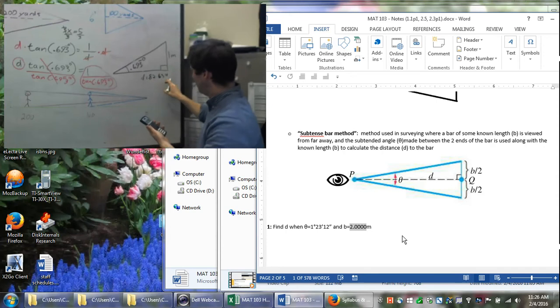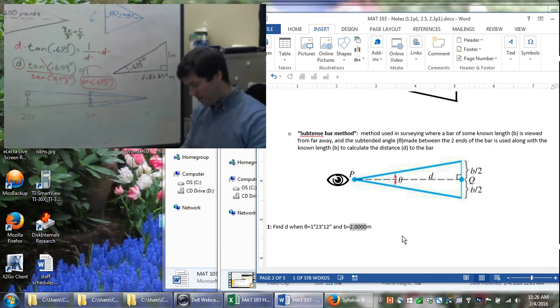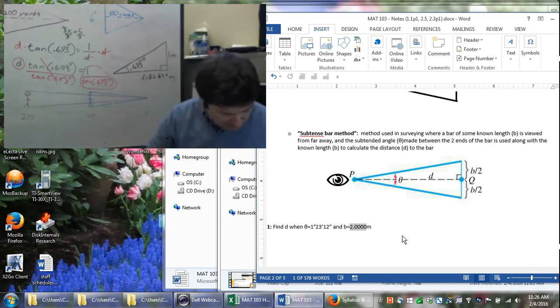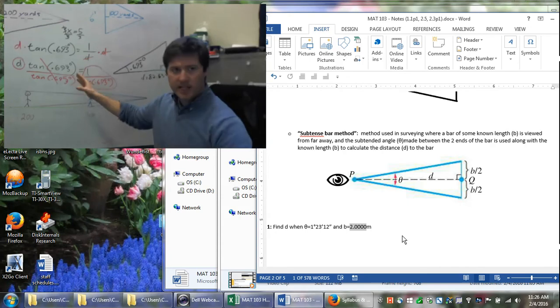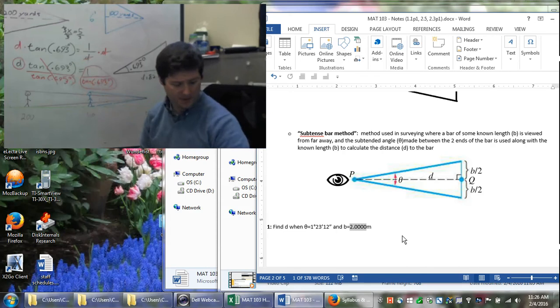Okay, and again that cancels over here. And now we're left with d equals this big old mess. 1 over the tangent of 0.693 degrees. Okay. And that will be it. That's the answer we're looking for.